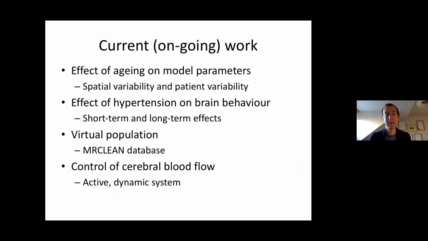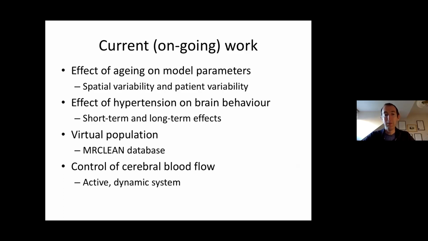There have been some very nice studies out recently looking at how age affects parameters that we use in our model. Looking at the effects of hypertension, that's one of the biggest risk factors. So we want to look at how hypertension affects brain behavior, both in the short term and also in the longer term effects that hypertension has on the brain.